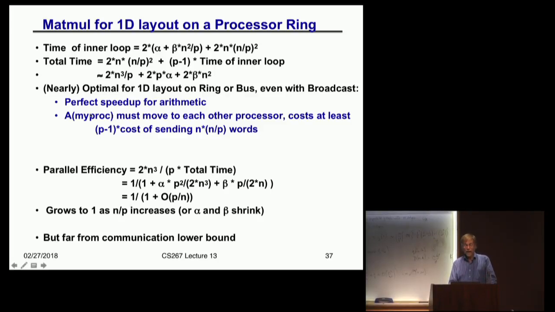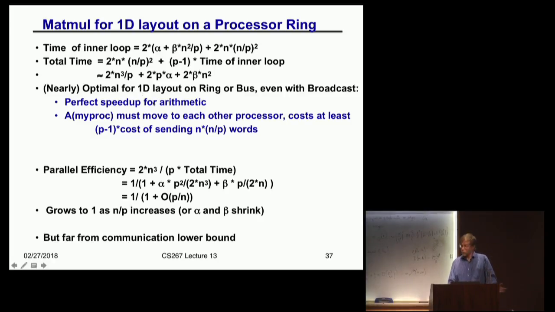And that's because A has to move to every other processor. I'm basically doing gravity. Every pair of block columns has to be in the same place at the same time. And so I can't do any better than this if I have this 1D layout on a ring.